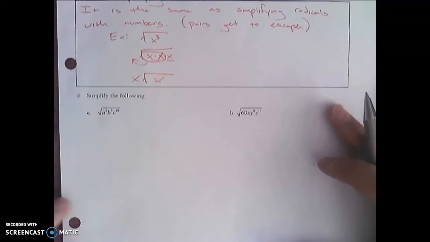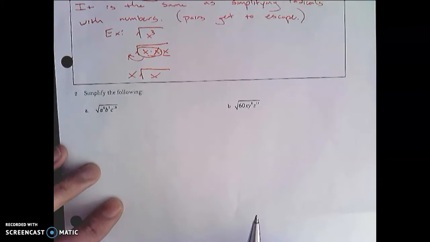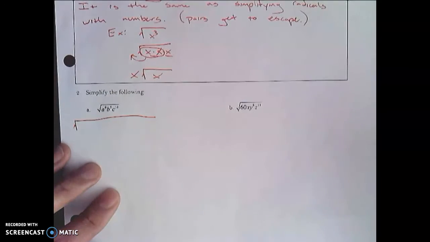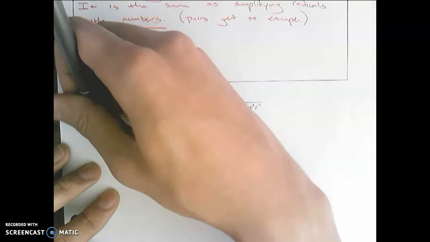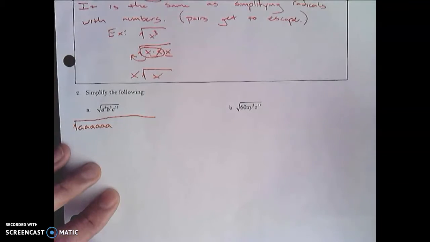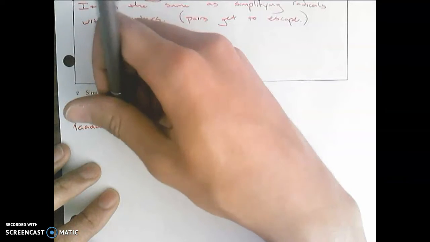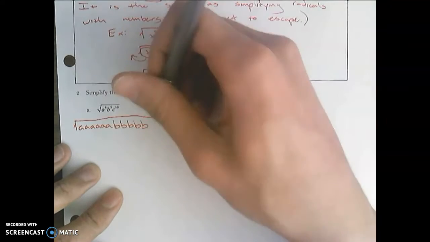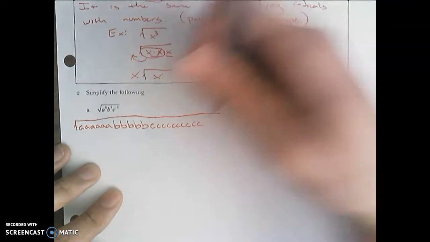Let's take a look at a few examples. Here we have the square root of a to the 6th, b to the 5th, c to the 10th. So if I were to write this out, we know that a to the 6th is a times itself 6 times. So a times a times a times a times a times a. B to the 5th is b times itself 5 times. So b times b times b times b times b. And then c to the 10th is c times itself 10 times. 1, 2, 3, 4, 5, 6, 7, 8, 9, 10.